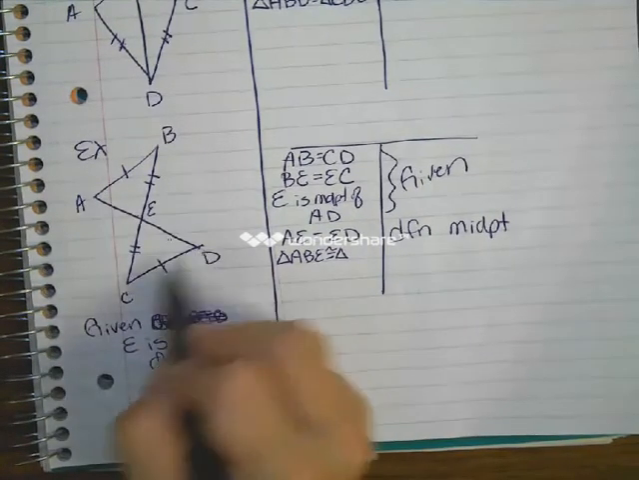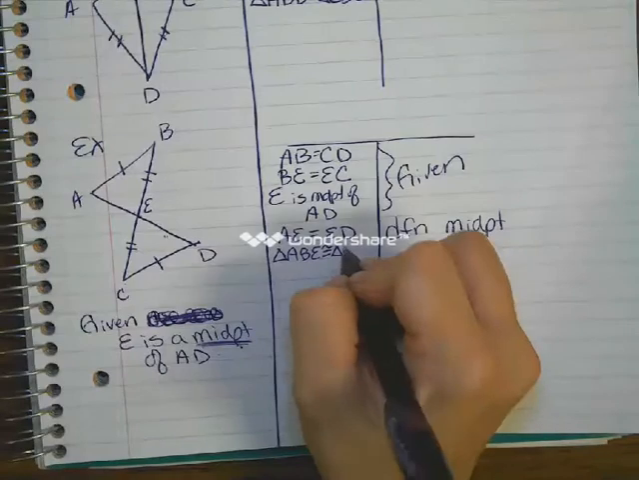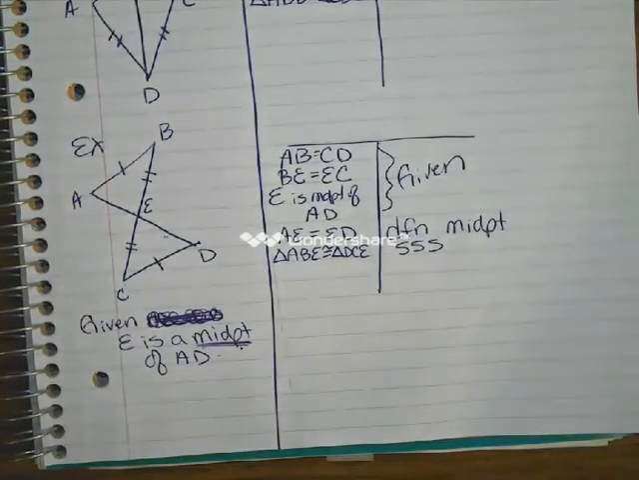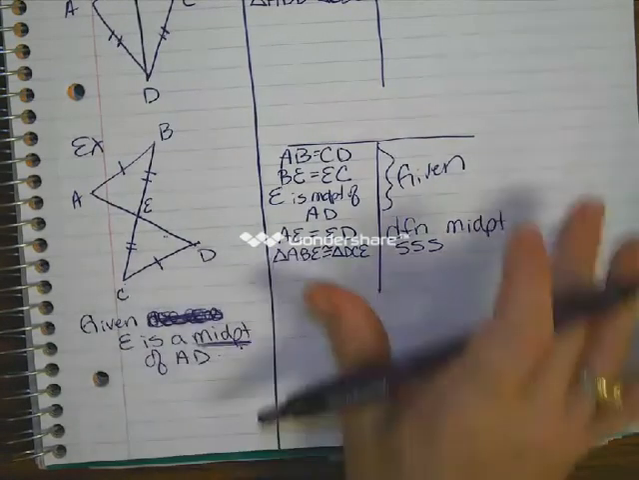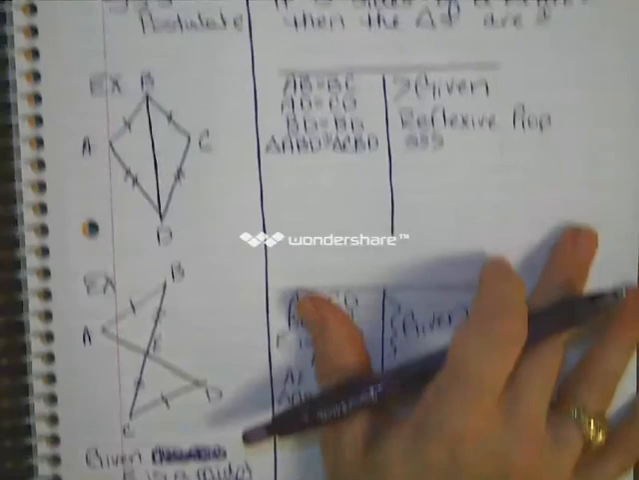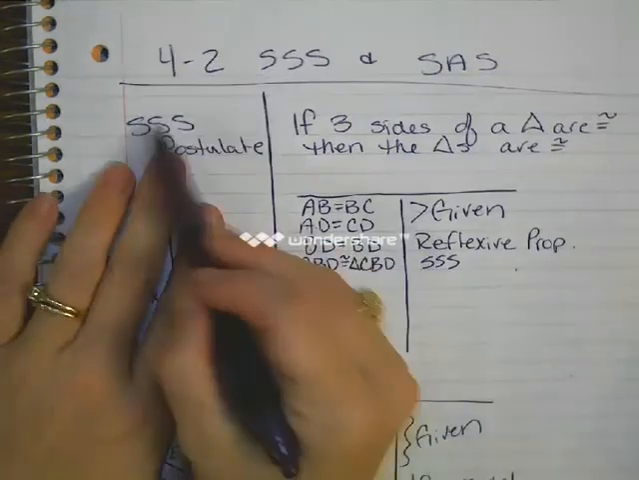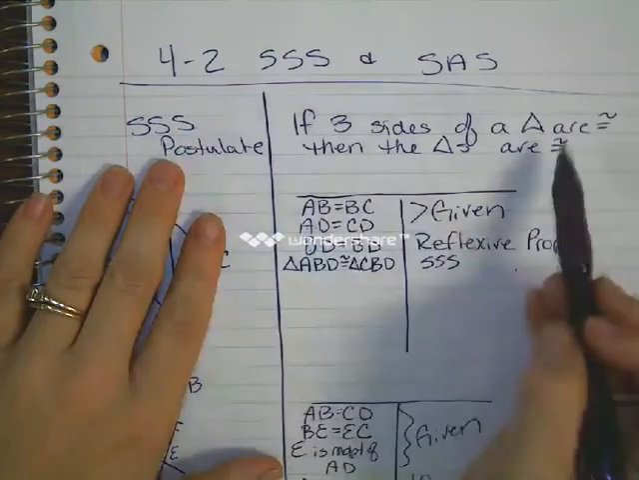Okay? Alright, so I did the first half of notes in 7 minutes, so I've got a little bit of time. Let's go back over it just to make sure. If you have 3 sides of a triangle, then the triangles are congruent. Let's look at the proofs again. We were told these were congruent. It was told to us in the picture. So we wrote given.